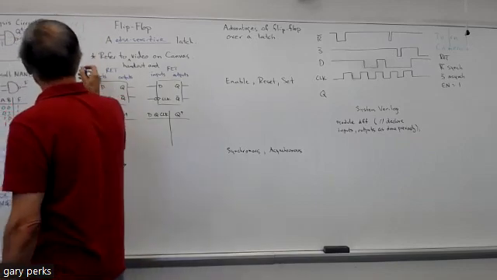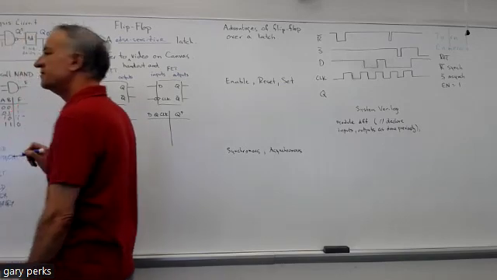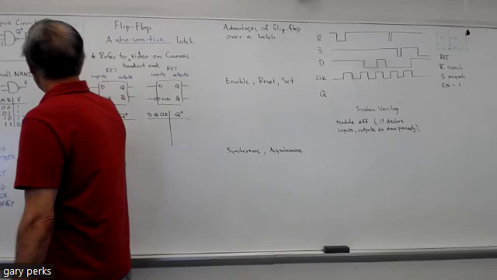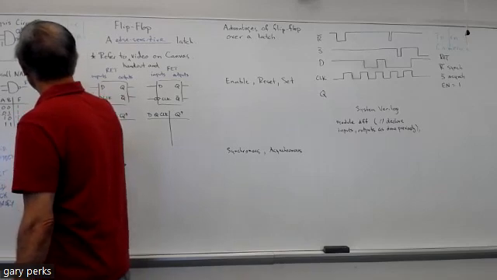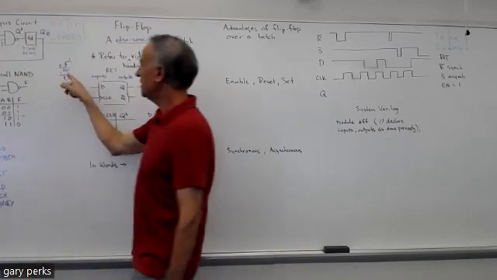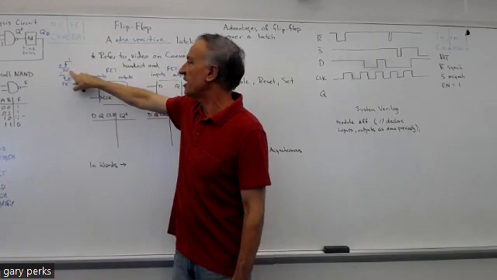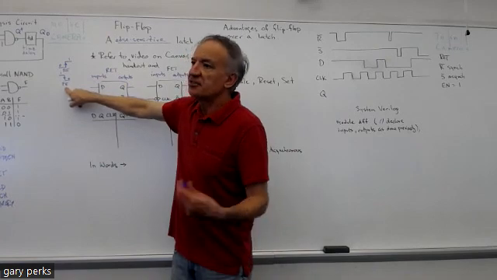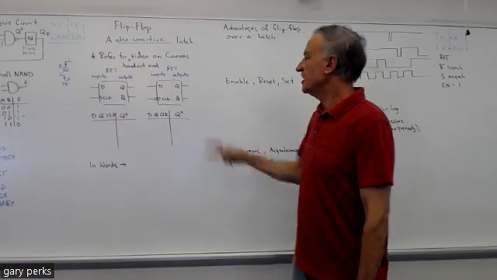Rising edge refers to a transition from 0 to 1. Okay, so you see that's a rising edge. And a falling edge refers to a 1 to 0 transition. So that 0 to 1 transition, the time that happens, that's what's referred to as rising edge or leading edge or positive edge. This would be falling edge, trailing edge, or negative edge. Okay, so that's the two different types.